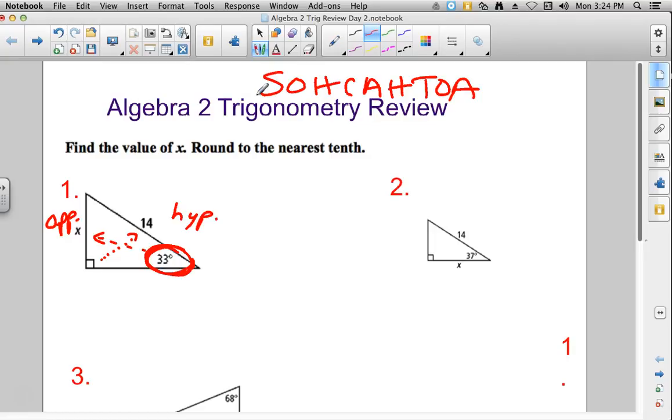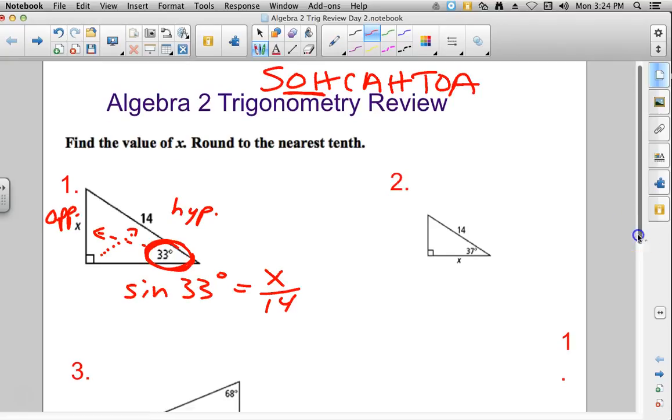So I look up at my SOHCAHTOA and I try to figure out which of those trig functions is going to have just opposite and hypotenuse. And that's going to be sine. So the sine of 33 degrees equals opposite x over hypotenuse 14. Now what I need to do is remember that the sine of 33 degrees is a number. It is a number that is stored in my calculator.